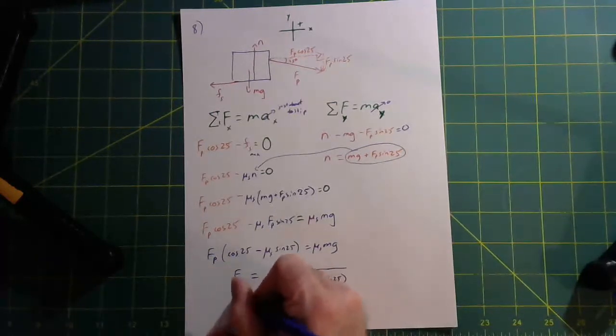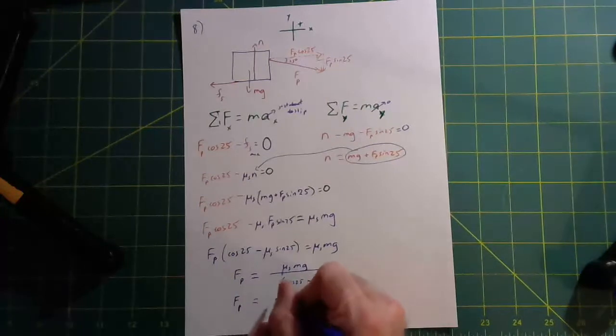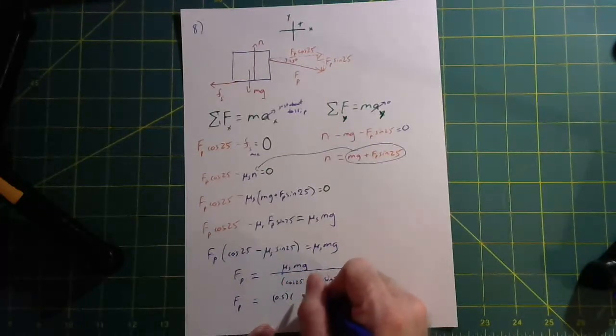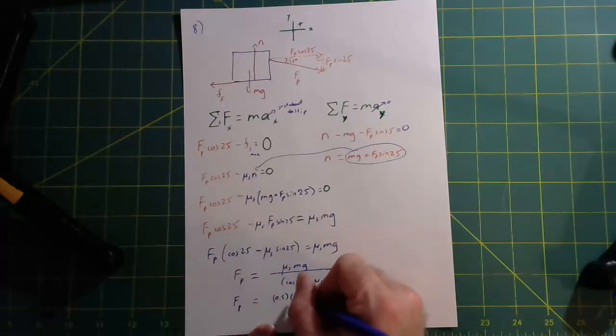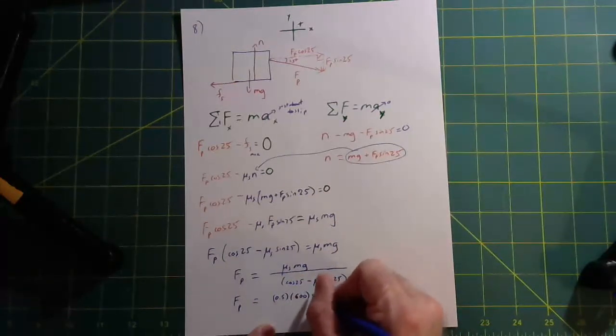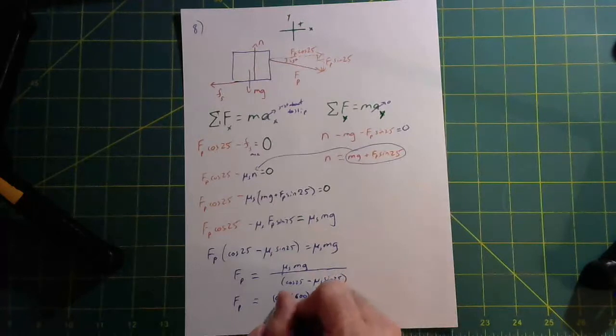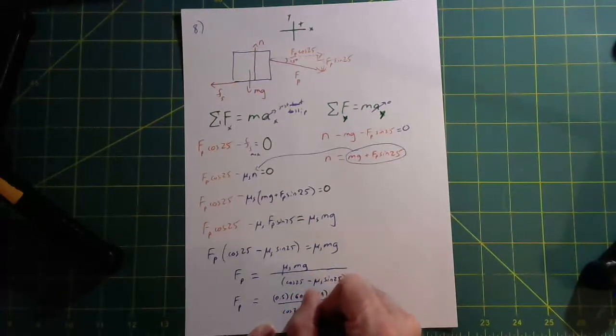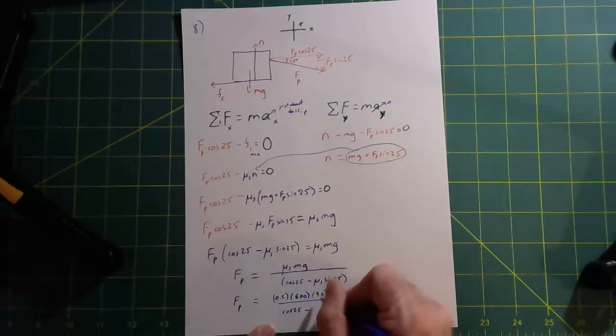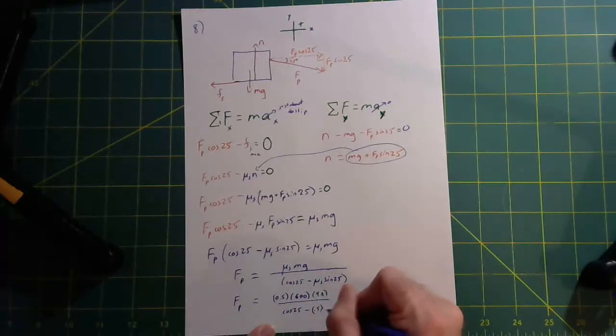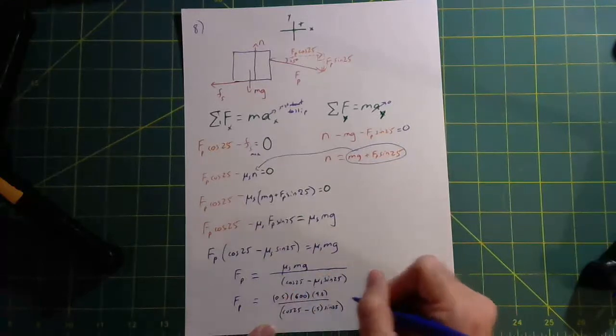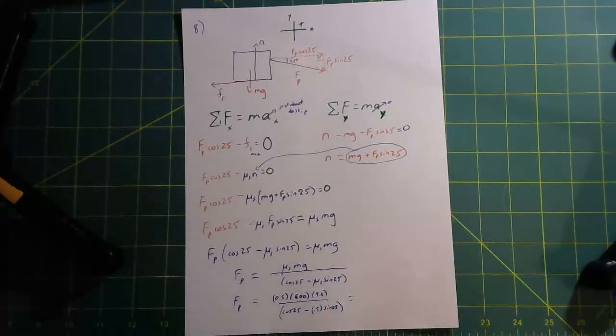I can put my values in now. Mu s I know is 0.5. The mass, I was told this block has a mass of 600 kilograms. Okay, and G is 9.8. On the bottom, I've got cosine 25 minus, and that mu is 0.5 times the sine of 25. There we go. I'll punch that in my calculator.